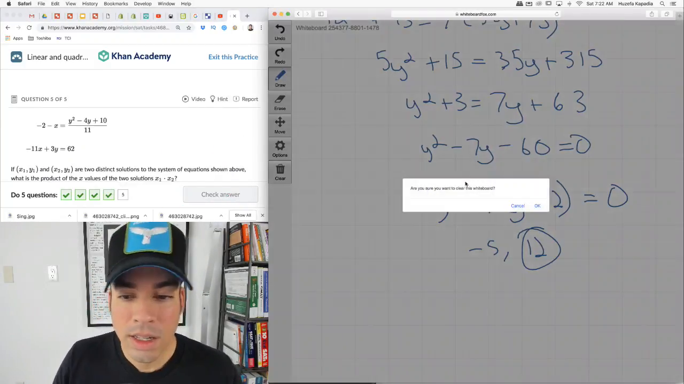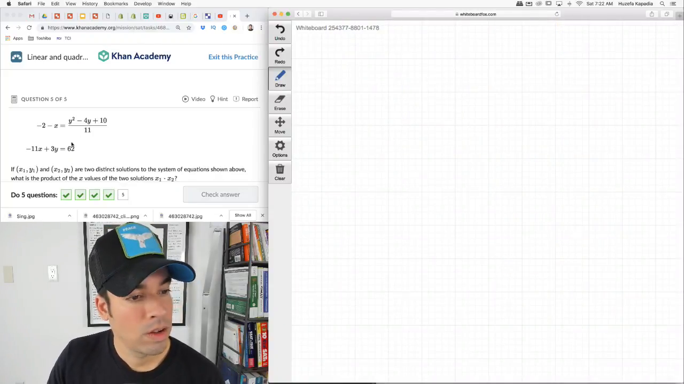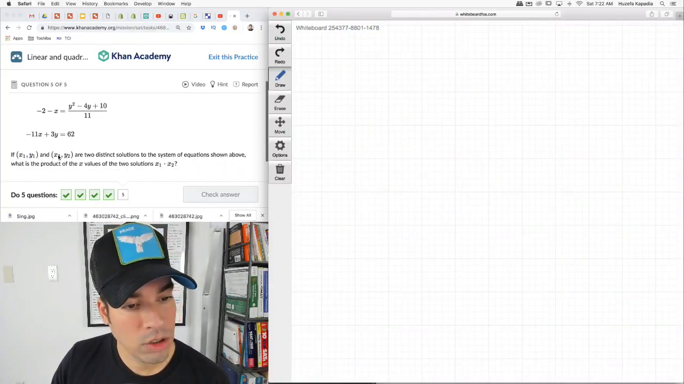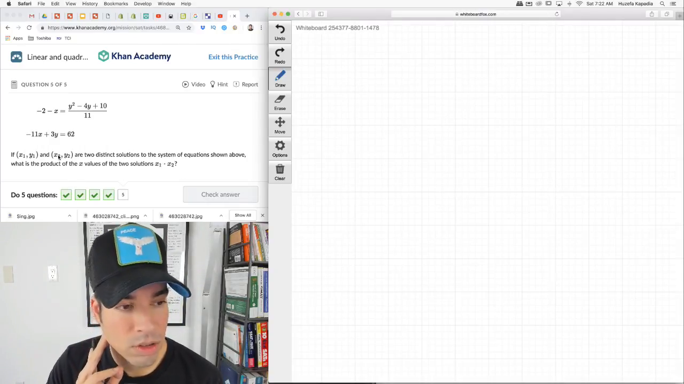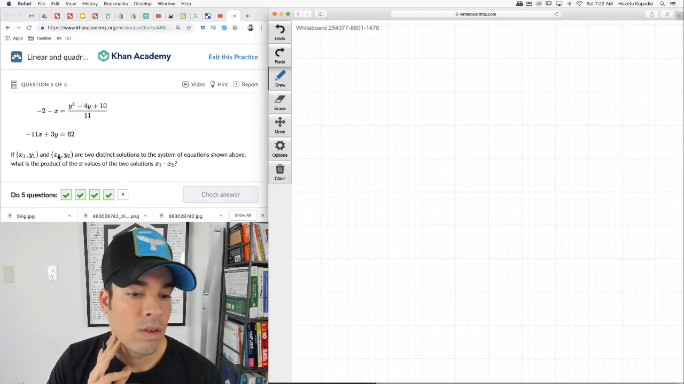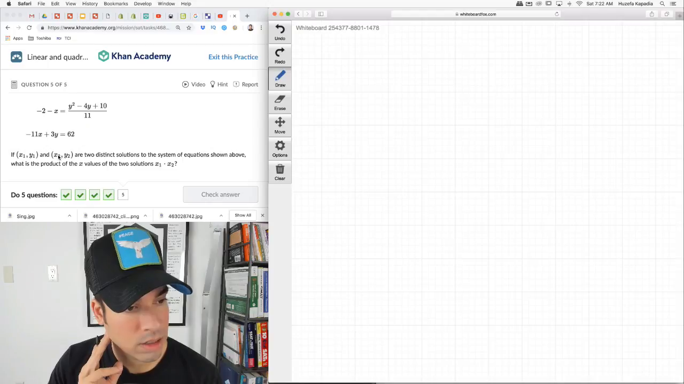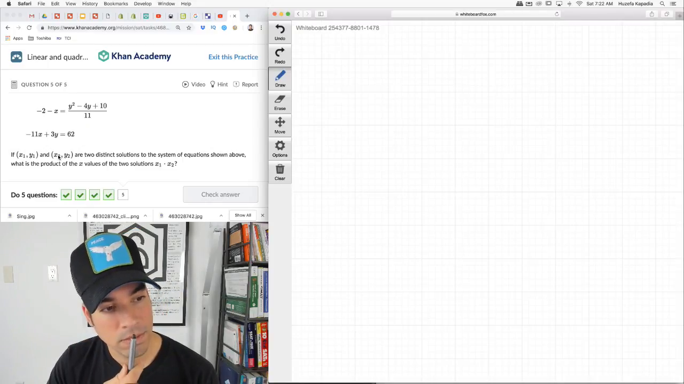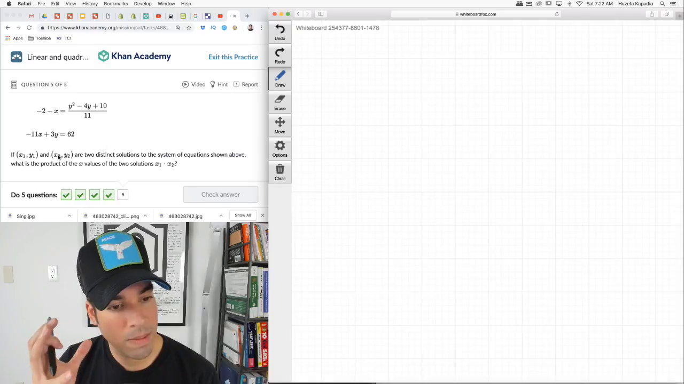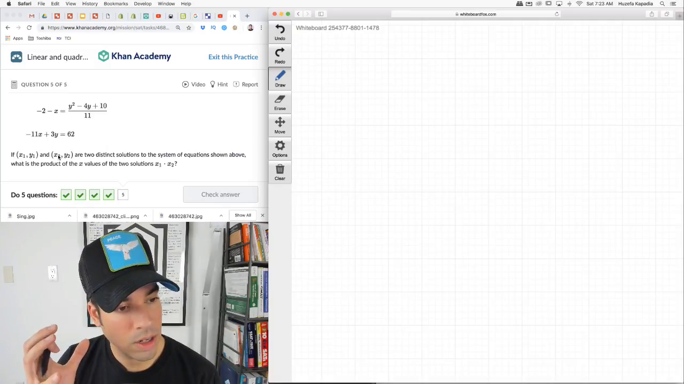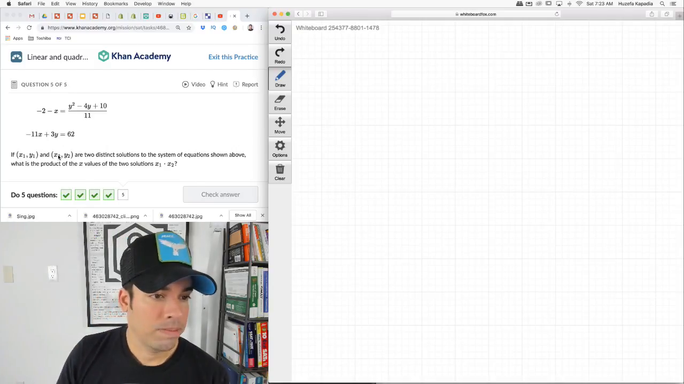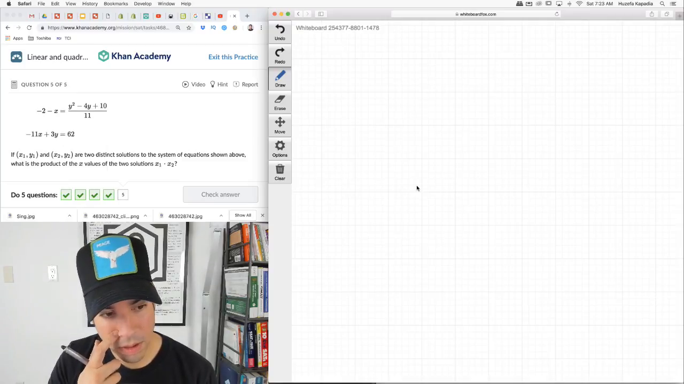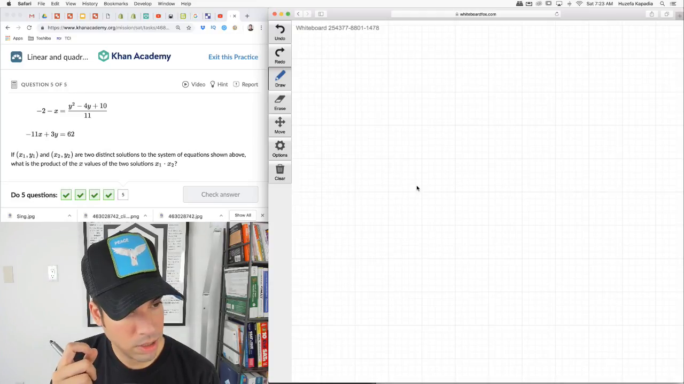Yeah. All right. Last but not least, here we go. Two distinct solutions to the system of equations. What is the product of the x values of the two solutions? Why did they make this one so complicated? Let's see. Well, I'm just trying to wrap my mind around it because I want to isolate. I just want to solve for x. Okay. Oh, this is going to be a pain. x1, x2. Because that's going to be a problem.